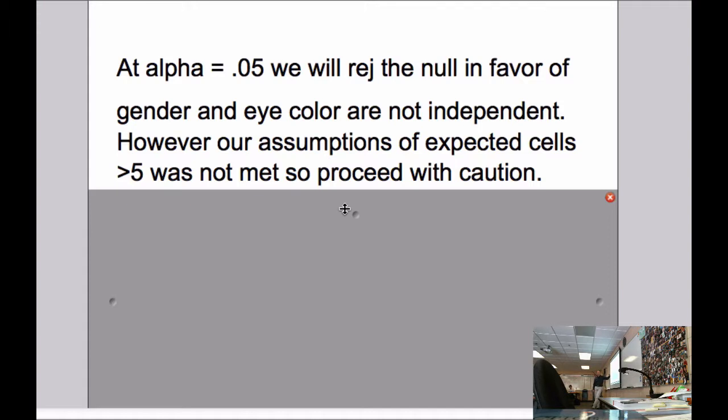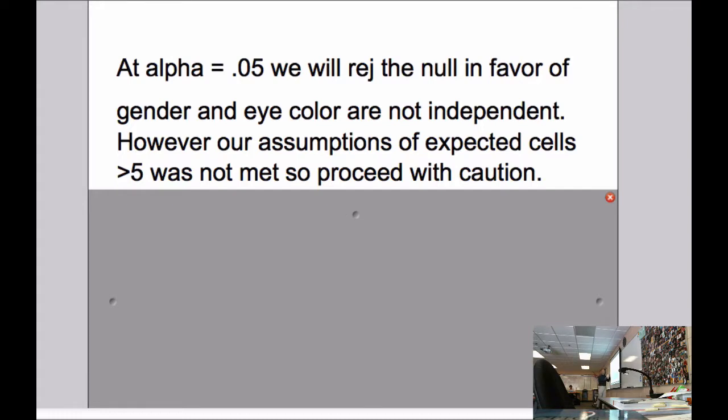However, our assumption of expected cells greater than 5 was not met. So remember, we have to proceed with caution. Just keep that in mind. Am I done then? Very good, Cal. List things that might be what's throwing us off. If you find there's no evidence, and you're going to stay with the null, then you're done. If you rejected the null, well then why did you reject the null? You have to put that little sentence in there.